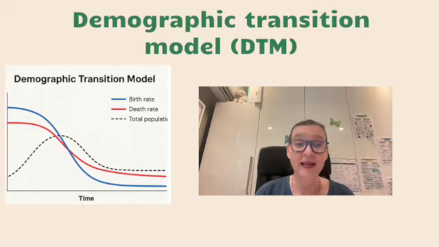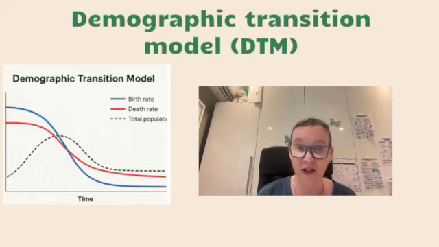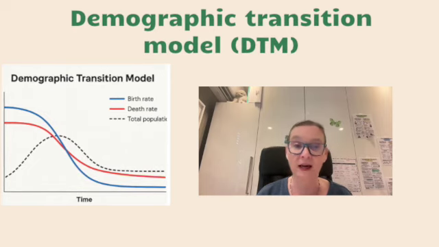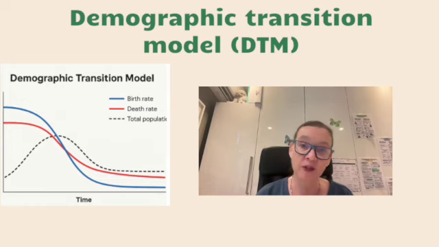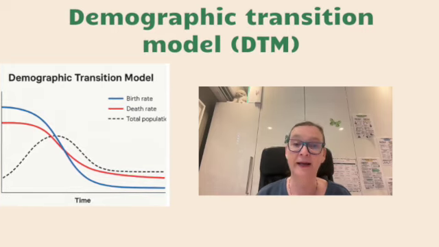Okay, so now let's talk about one of the most important models in population geography, and that's the Demographic Transition Model, or the DTM. The DTM shows how a country's population changes over time as it develops economically and socially.